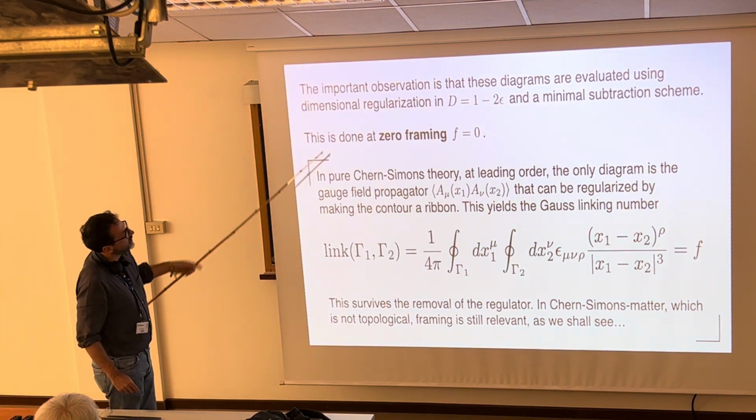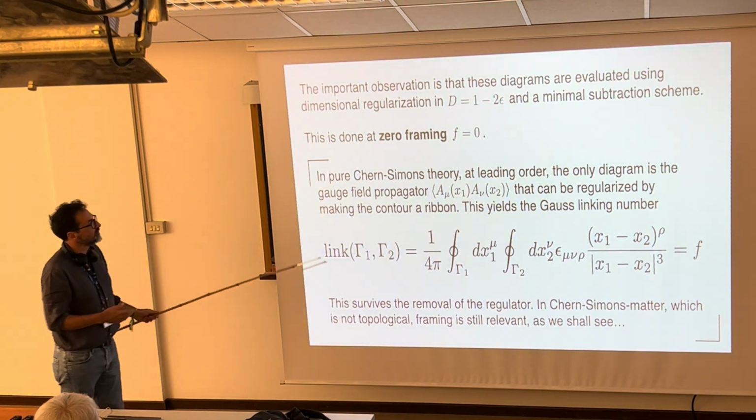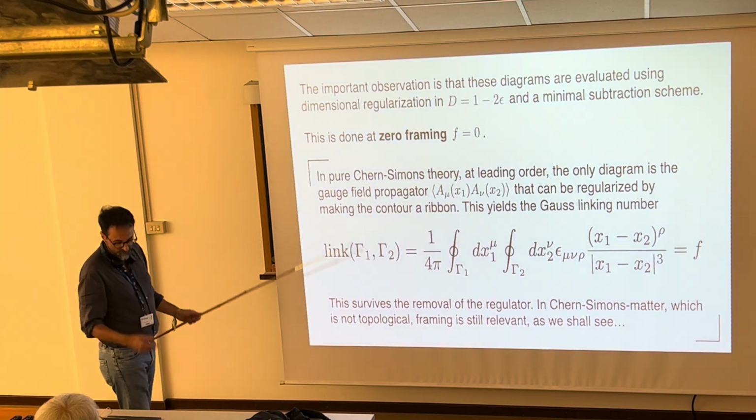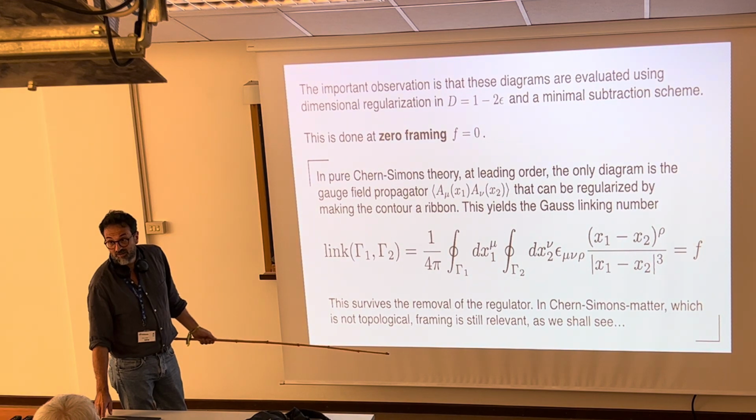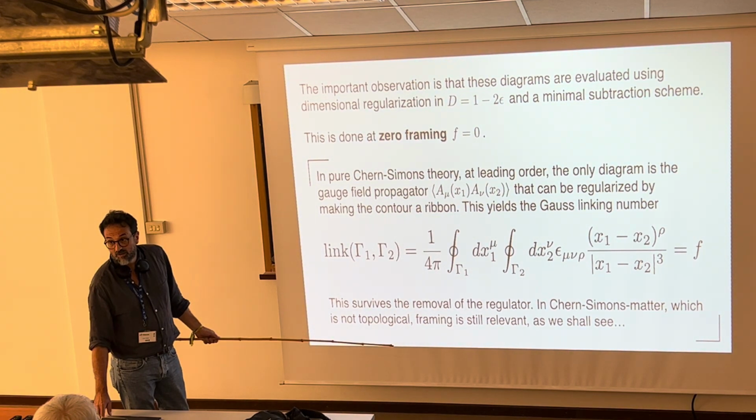But anyway, the important observation at this point is that our perturbative computations are done at framing 0. What it means is that this value is not satisfying the normalization of K in Chern-Simons theory.